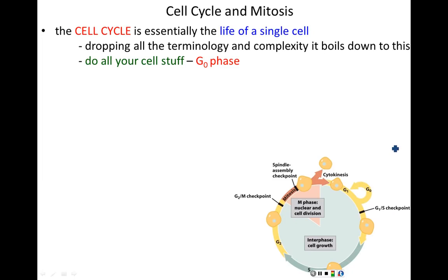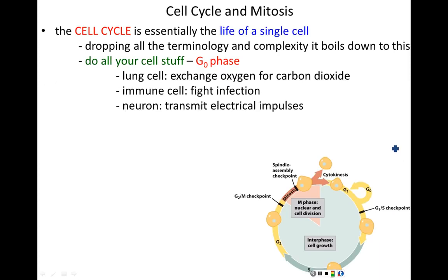G0 is when the cell does all of its cell stuff. This is the non-dividing phase. You have a lung cell. Most of that time, that lung cell is gathering oxygen from blood, shuttling that oxygen to the rest of the body through the bloodstream, taking up carbon dioxide from the incoming blood, and throwing that carbon dioxide out so it can be exhaled. That's the job of a lung cell, and the lung cell does all that stuff in G0. However, when it's time for the lung cell to divide, it must fall out of G0 and enter the cell cycle process proper. Other cell types do other things in G0.